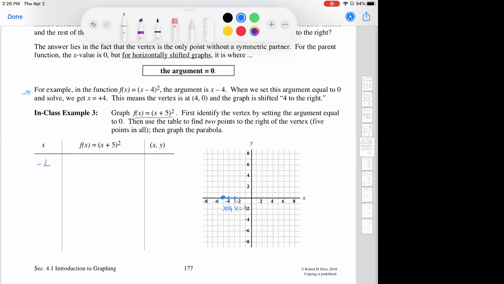So let's let x be -5, which we know should give us 0, because that's going to be our vertex. And let's also try -4 and -3. All right, go ahead and work those out. I'll give you about a minute.